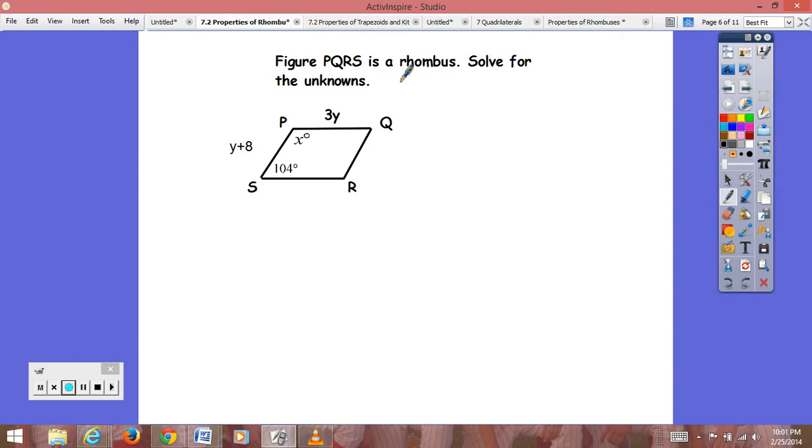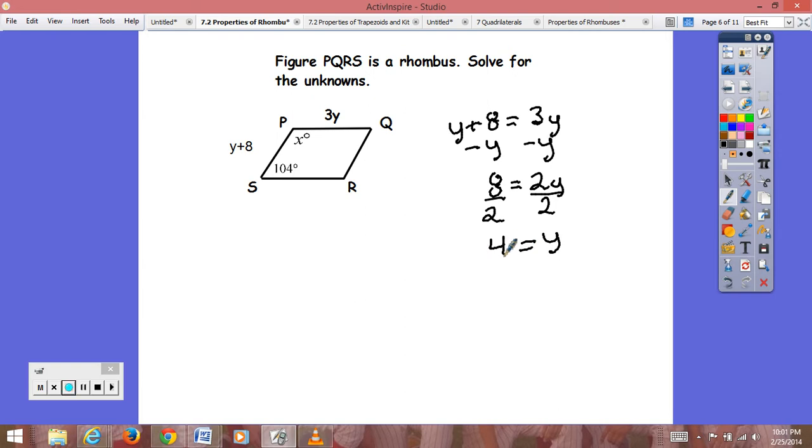So, an example: figure PQRS is a rhombus. We want to solve for our unknowns, x and y. So we'll start with the side lengths. We know a rhombus has four congruent sides, so we set our two side lengths, y plus 8 equal to 3y. Solve for y. Subtract y here, subtract y there, we get 8 equals 2y. Divide both sides by 2, and we get y equals 4.